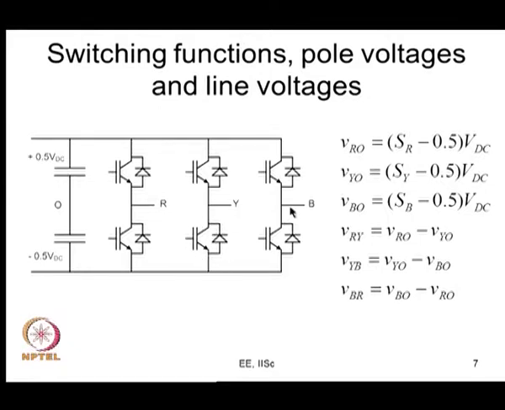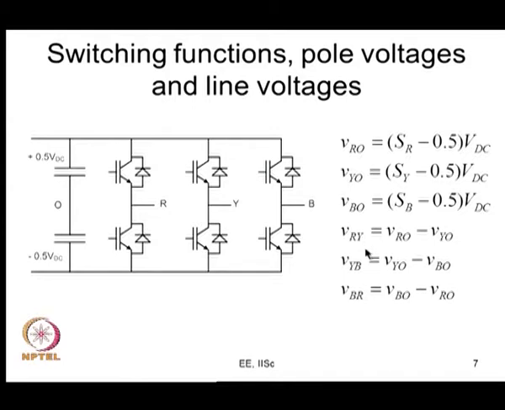The same way about the B phase. So, you have your 3 phase pole voltages. So, you can see that now we have related the pole voltages on one hand with the switching function and the DC bus voltage now. So, there are some expressions for pole voltages.